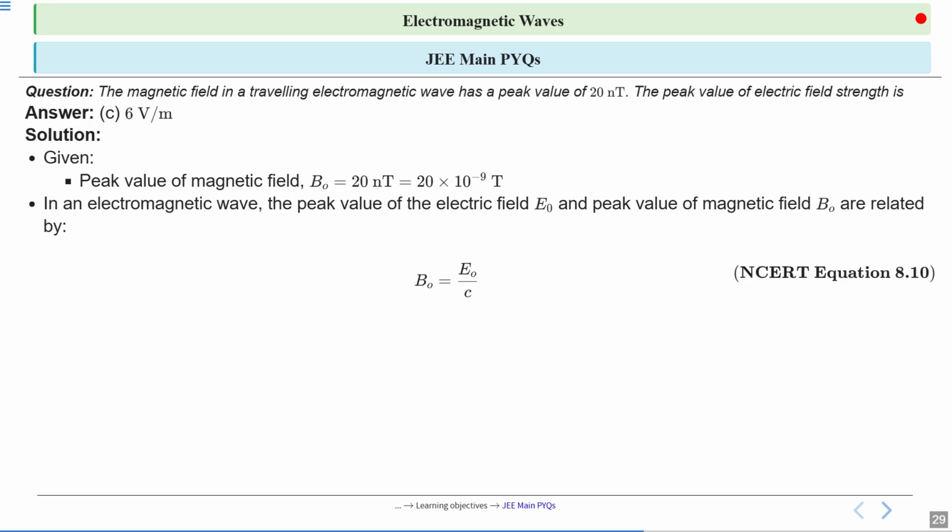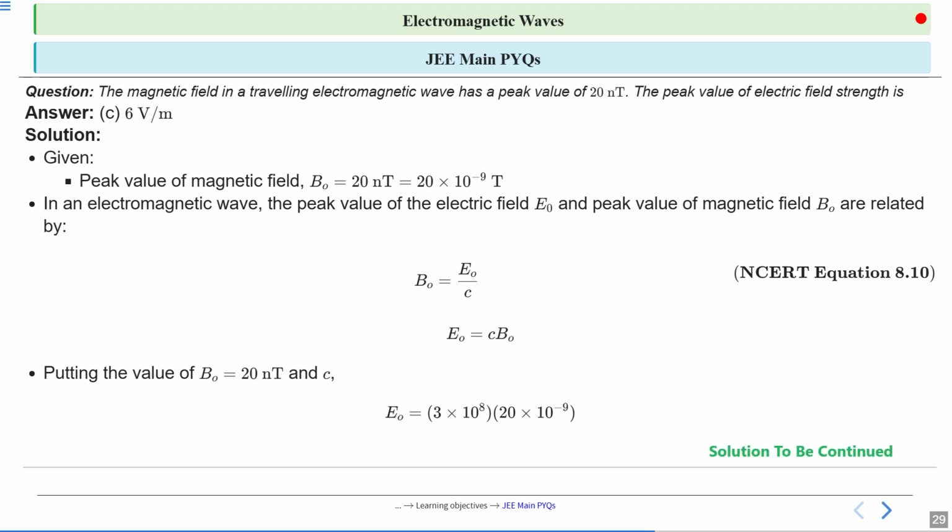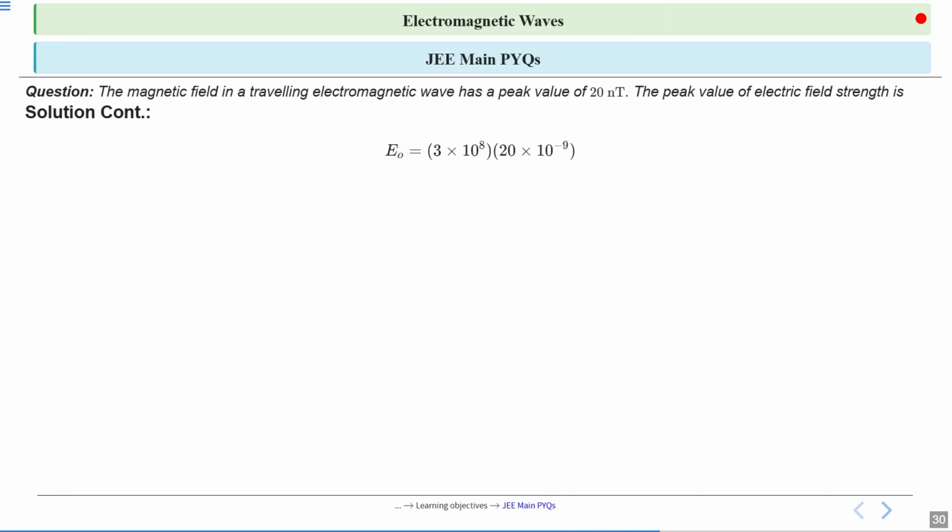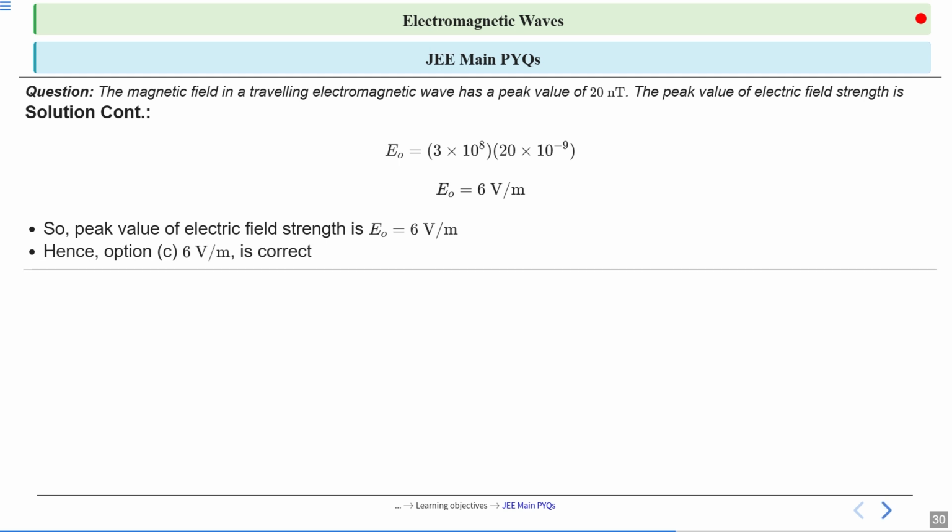According to NCERT question 8.10, E naught will be equal to C B naught. Putting the value of B naught equal to 20 nanotesla and value of C, which is 3 into 10 to the power 8 meter per second, E naught will be equal to 3 into 10 to the power 8 into 20 into 10 to the power minus 9. So it will be 6 volt per meter. So peak value of electric field strength is E naught equal to 6 volt per meter. Hence option C, 6 volt per meter is correct option.